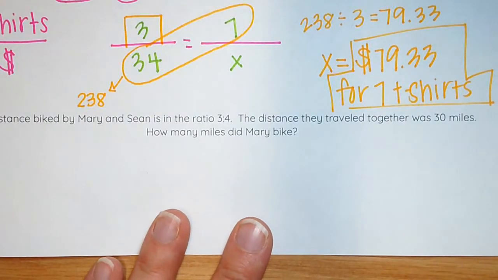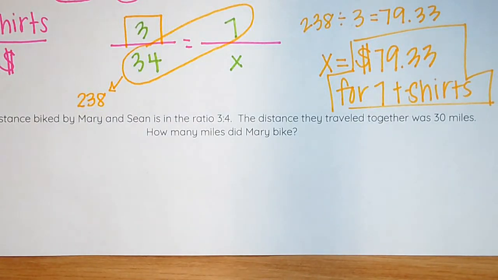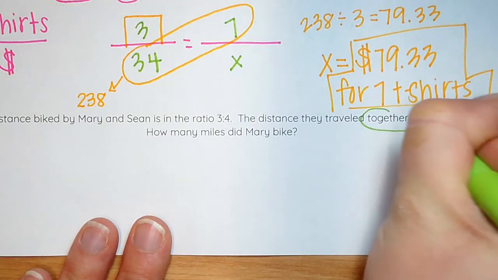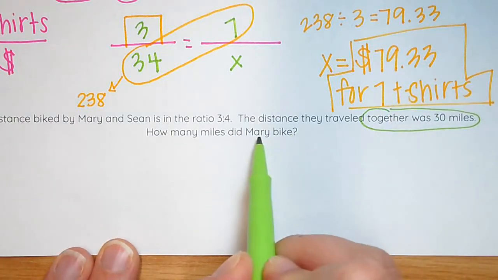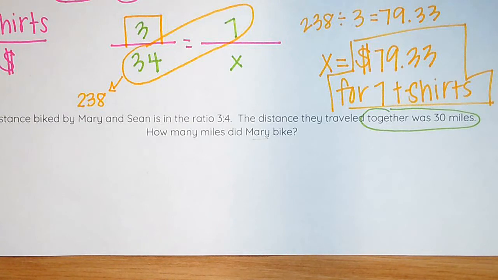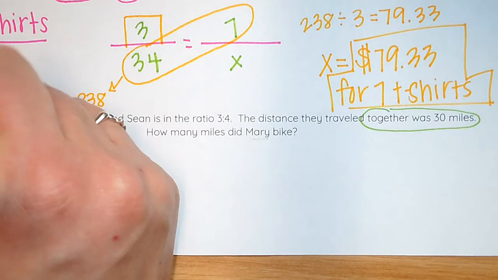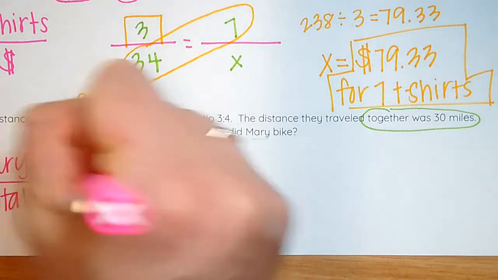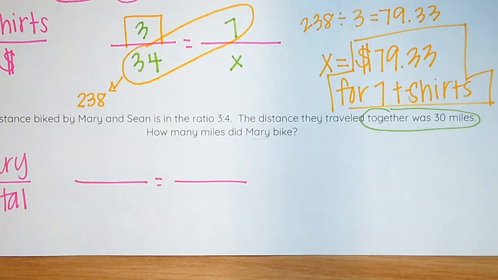It says the distance biked by Mary and Sean is in the ratio 3:4. The distance they traveled together was 30 miles. How many miles did Mary bike? So is this a part to part, or are we using part to whole? Good, because we're talking about the miles they traveled together, we are comparing a part, Mary, to the total. So what should my word ratio be? Well, I'm comparing Mary to total. I set up my skeleton proportion, and then I go ahead and plug it in.